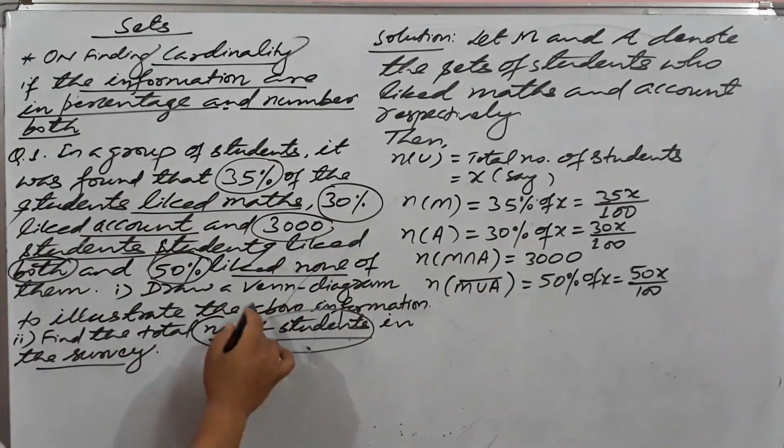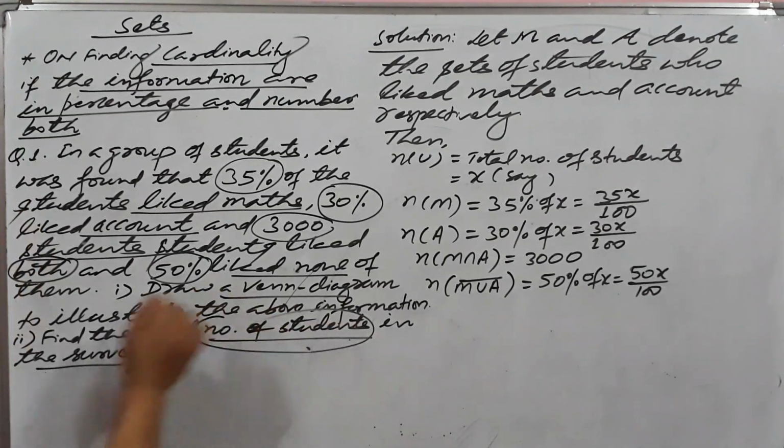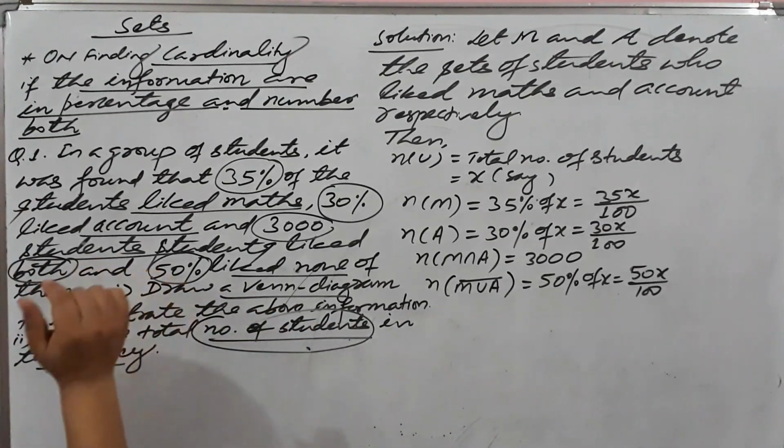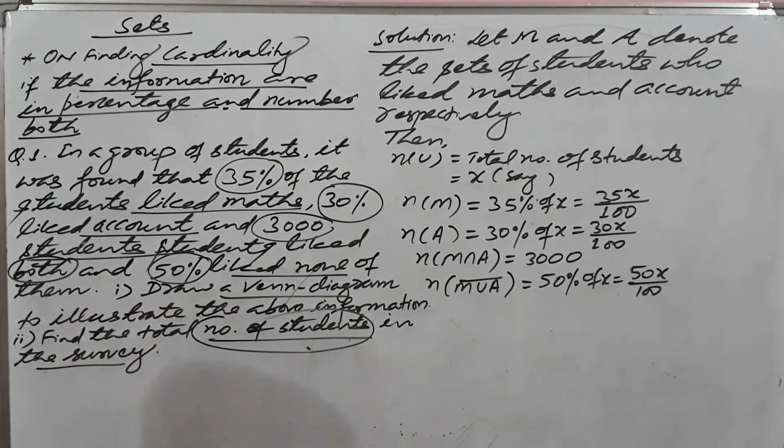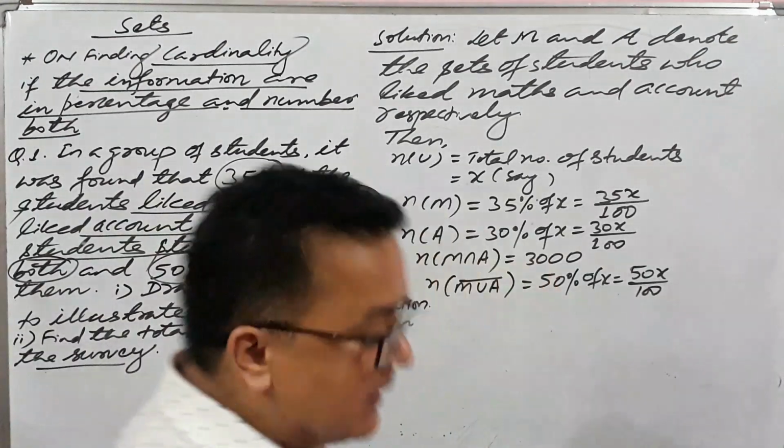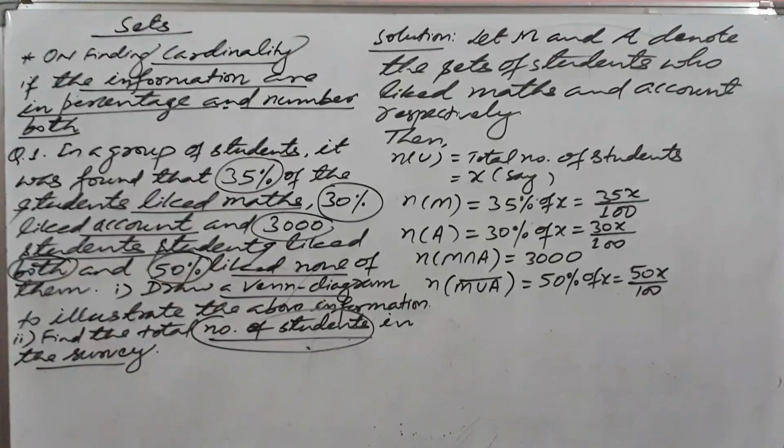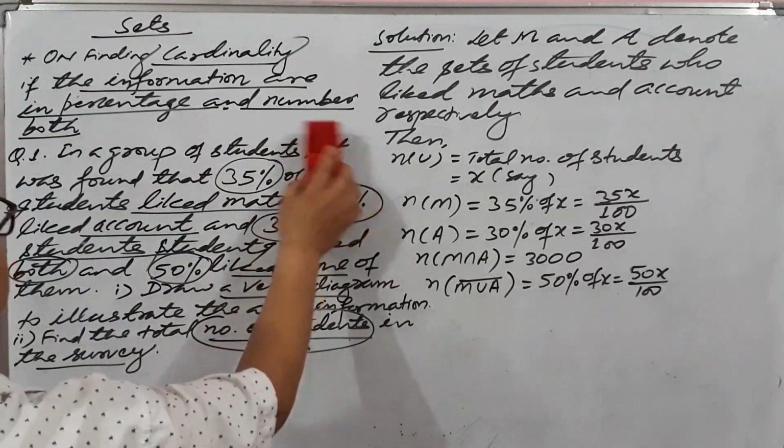Draw the Venn diagram. Now two things we have to do: one, draw the Venn diagram, and another, find the total number of students. I need some space, so now I'm going to erase this thing from here.